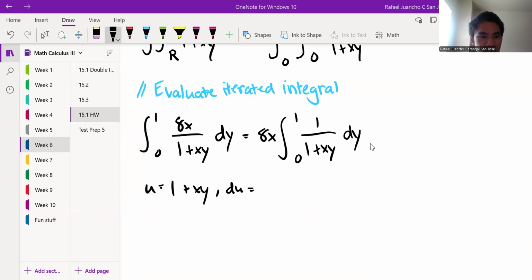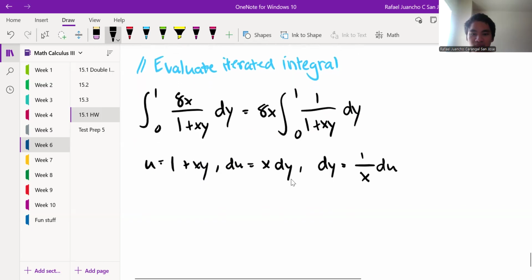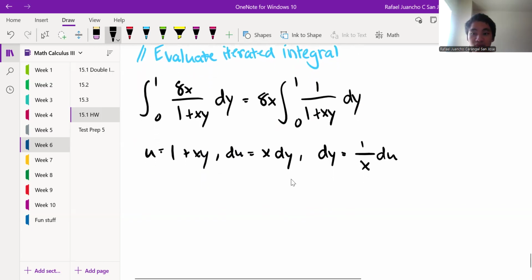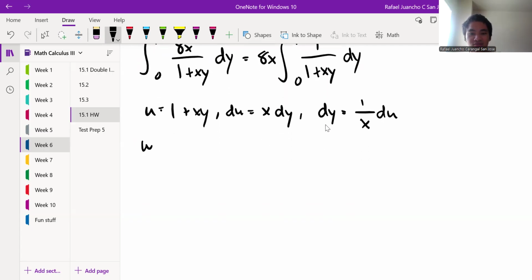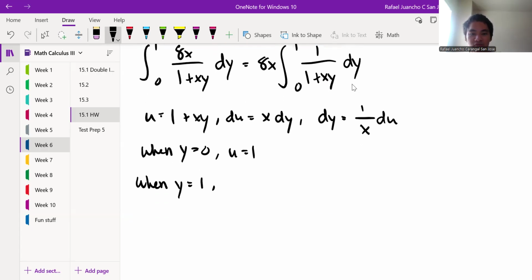Oh, wait a minute. Yeah, it's x. And so my dy in this case would be 1 over x du. Oh, so that is better. And then when my y is 0, my u is 1. When my y is 1, well, then my u is 1 plus 8x.